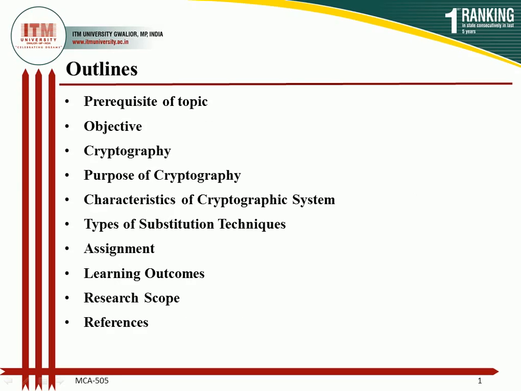These are the outlines of today's lecture. First we discuss the prerequisite of this topic, the objective of today's lecture, what cryptography is, the purpose of cryptography, the characteristics of cryptography, and the substitution techniques and their types. At last, on the basis of today's lecture, I will give you the assignment, and after that the learning outcomes and research scope of today's lecture, and last are the references.